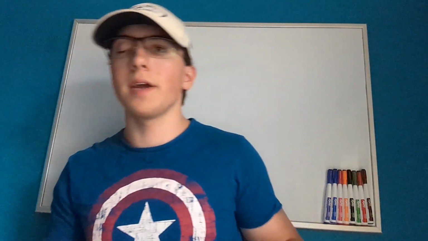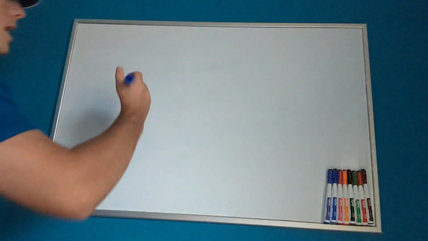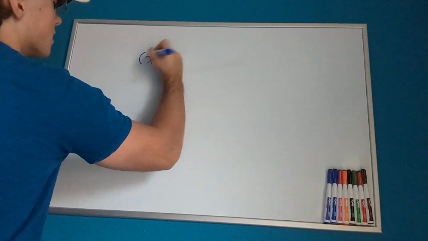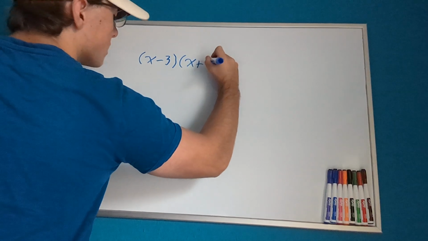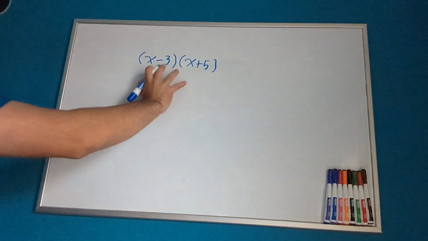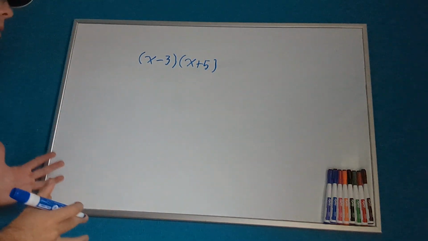Today, I want to introduce you to foiling, right? Now, what does that mean? Well, let's say we have x minus 3 times x plus 5, and we're multiplying these two together. How do we do that?